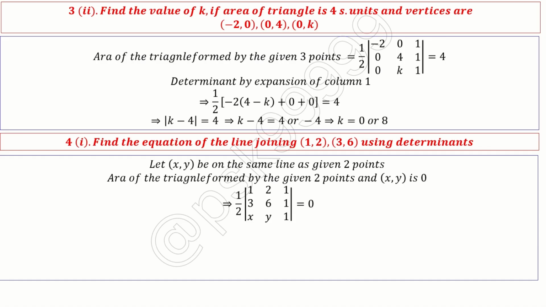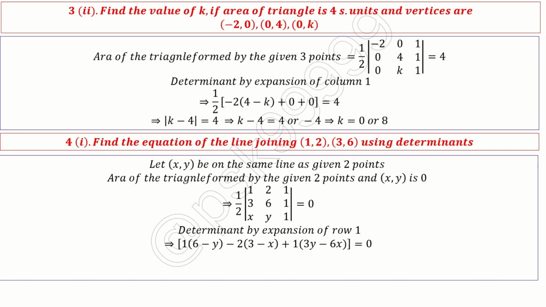Now you just simplify this one. This is 1 into (6 minus y) minus 2 into (3 minus x), plus 1 into (3y minus 6x). I am applying the determinant by row 1. Now simplify this further. What you will get is 4x minus 2y, which is equal to 0. This is the equation of the line. Okay, next.